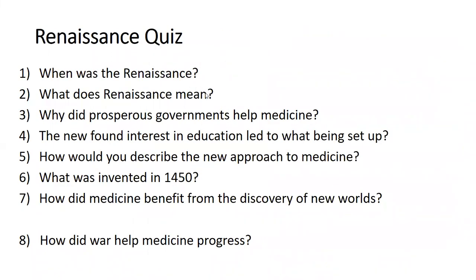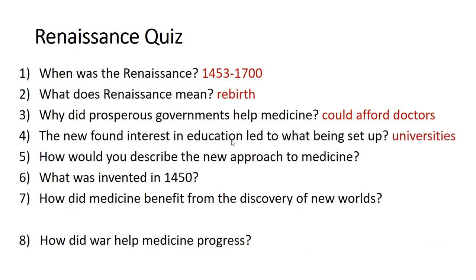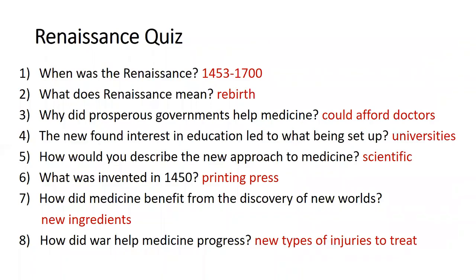So, the answers. When was the Renaissance? 1453 to 1700. What does Renaissance mean? Rebirth. Why did prosperous governments help medicine? You could afford doctors, and actually they got more involved, less laissez-faire. The newfound interest in education led to universities being set up. How would you describe the new approach to medicine? Very scientific. The printing press was set up in 1440. The New World led to new ingredients. And how did war help with medicine? New types of injuries to treat.